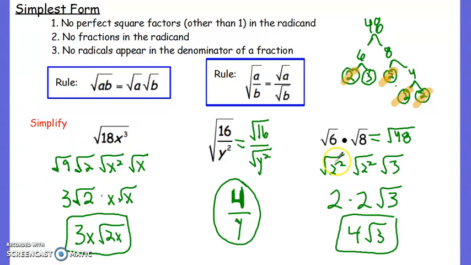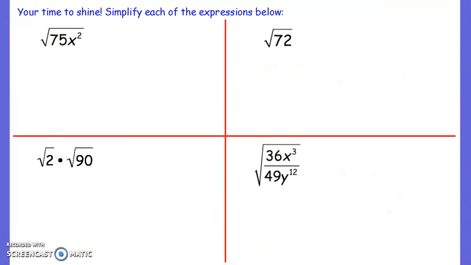No perfect squares, these 2 squares or those 4's essentially were taken out. No fractions, such as the one in the middle again. And again, no radicals appear in the denominator of the fraction. That radical that used to be down here on the y squared in the middle example is now just a y. So tell you what, here are 4 different examples.